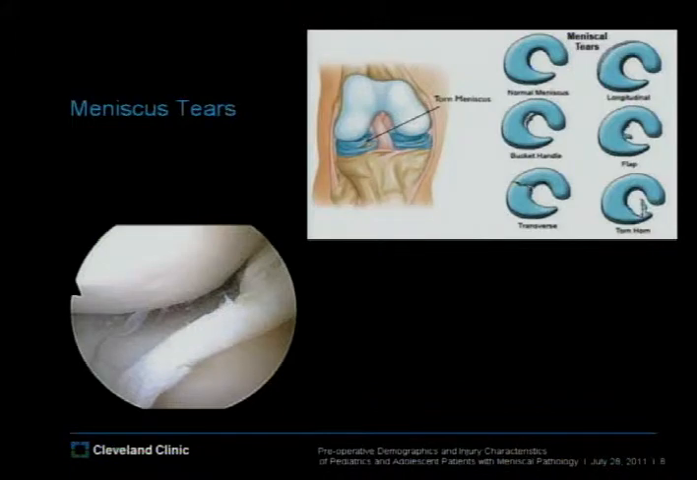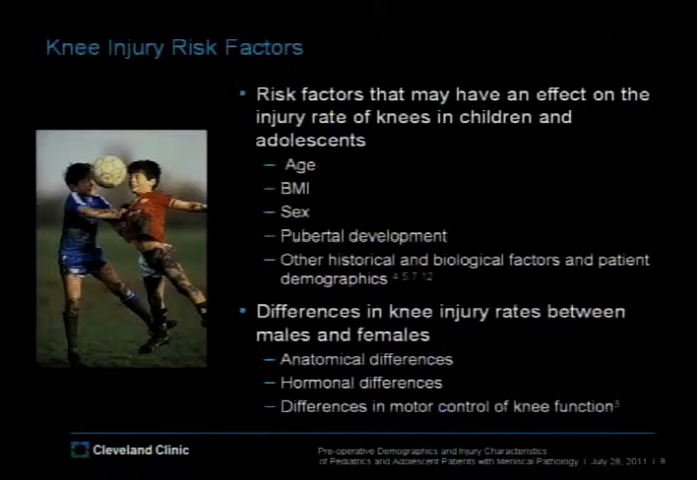This is another diagram of meniscal tears, and also on the bottom left you can see an arthroscopic image of a medial meniscus that is torn. This is how it would look during surgery.